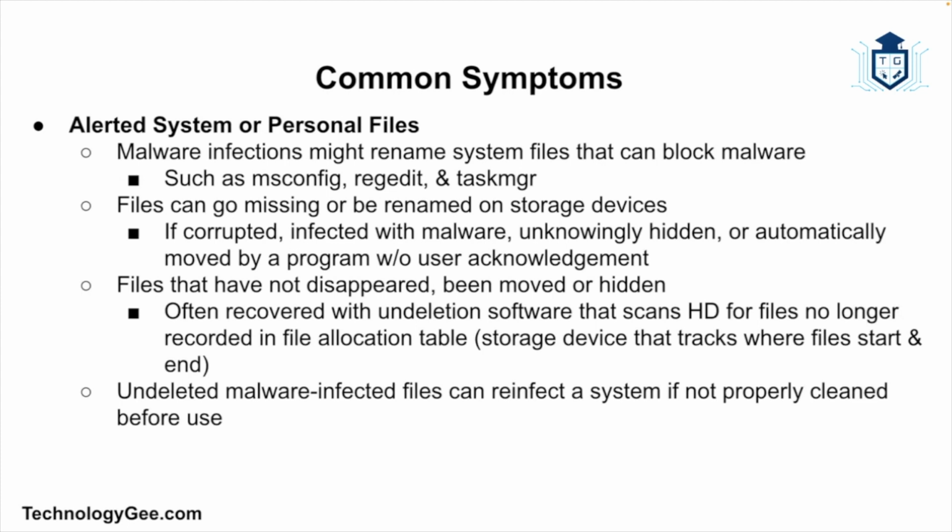Next, we've got altered system or personal files. Malware infections might rename system files that can block malware, such as msconfig, regedit, and the task manager. Files might be corrupted, infected with malware, unknowingly hidden, or automatically moved by a program without user acknowledgement, which means files might go missing or be renamed on storage devices. Files that have not been deleted, moved, or hidden can often be recovered with undeletion software that scans hard drives for files no longer recorded in the file allocation table. Undeleted malware infected files can reinfect the system if they are not properly cleaned before they're used.